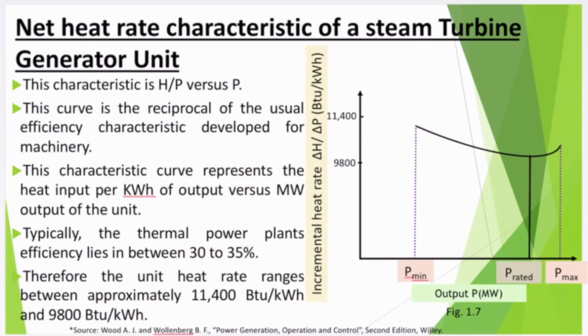Now, the net heat rate characteristic of a steam turbine generating unit. This is one of the practical characteristics where you can see how the values keep varying based on the incremental heat rate. And typically for a thermal power plant, the efficiency is not very high, as it is expected to be.